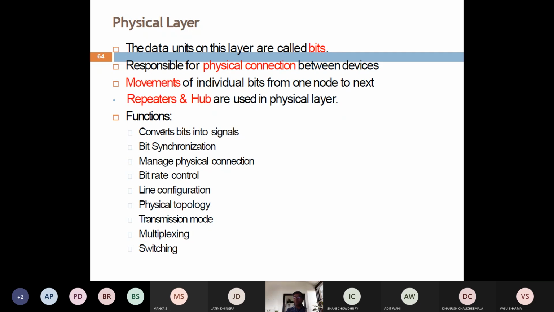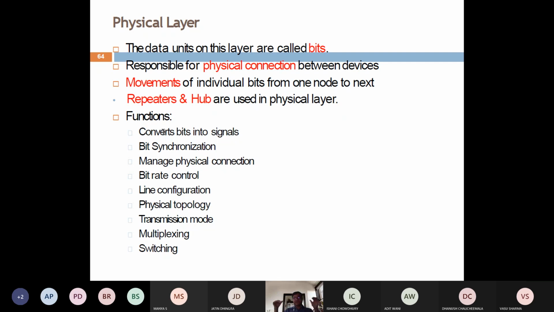Then the physical topology, the different topologies we have seen: bus, star, ring, mesh, hybrid. Whatever topology we are going to follow will also be controlled by the physical layer. Then the transmission mode, like simplex, half duplex, full duplex. Whatever transmission mode we are using will also be controlled by the physical layer.